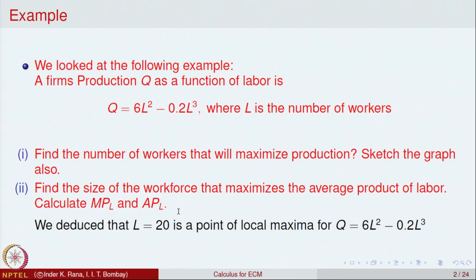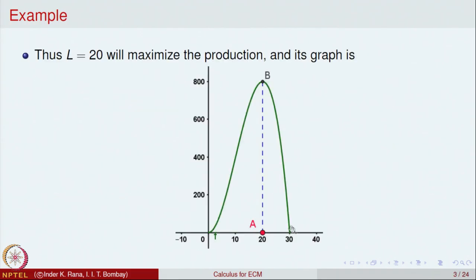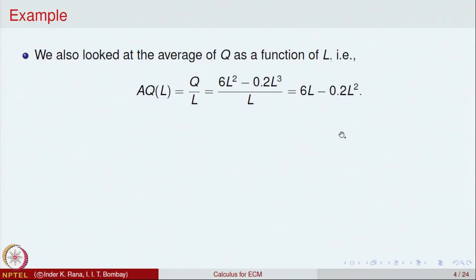We did the first part, and we checked that L equal to 20 is a point of local maxima for the function Q equals 6 L square minus 0.2 L cube. We had done that in the previous example, and this is the graph that we got for Q as a function of L. So, at 20 there is a maximum value. Let us go a step further, and look at what is called the average production of labor.